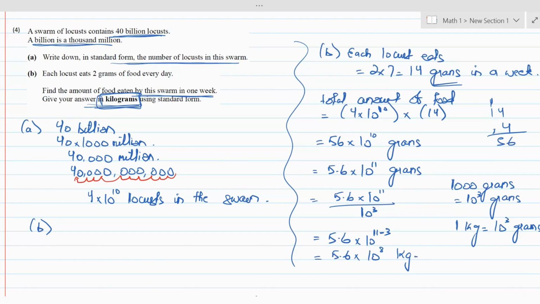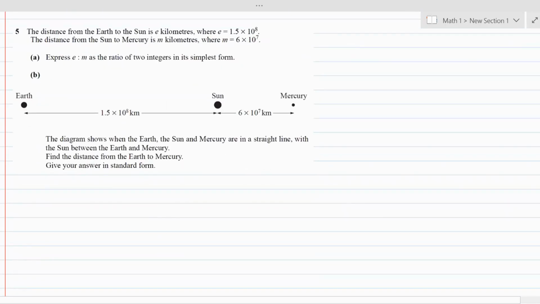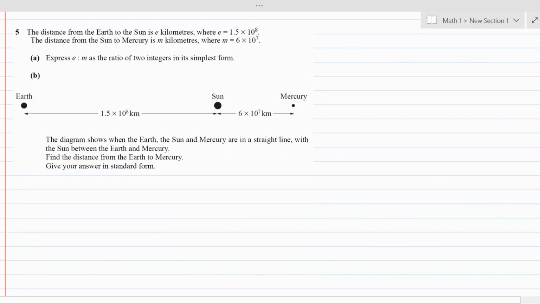Let's move on to the next question. Here the question says, the distance from Earth to the Sun is E kilometers, where E is this. The distance from Sun to Mercury is M kilometers, where M is this. Part A, express E ratio M as a ratio of two integers in the simplest form. So let's do this part A first.